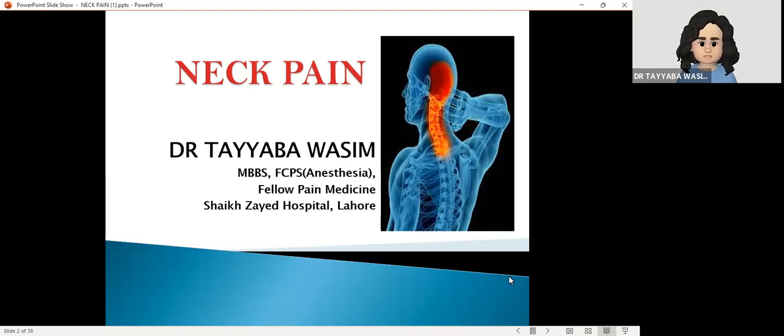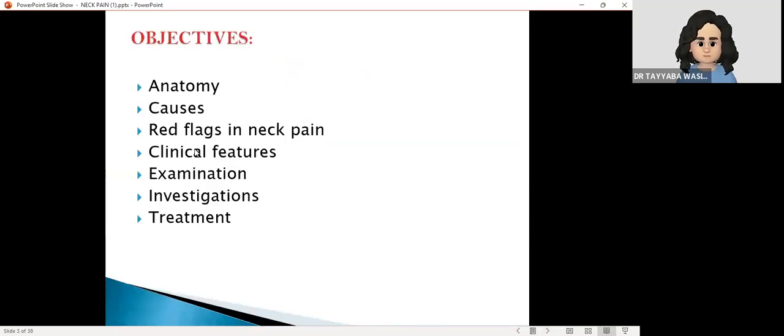Now, proceeding on to our discussion. First of all, we will see the objectives of our discussion. The objectives will be discussion regarding anatomy of the neck, causes of neck pain, various red flags in neck pain, clinical features, examination, investigation, and the treatment.